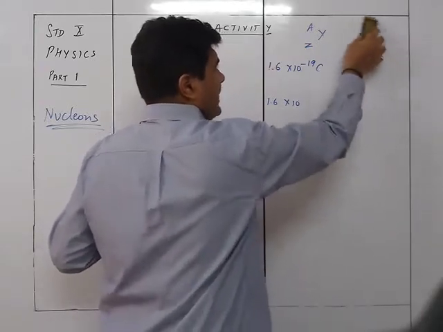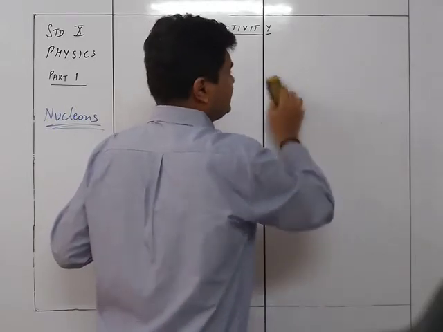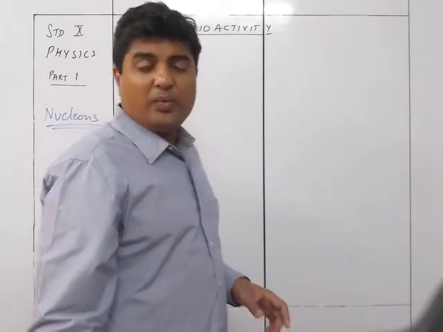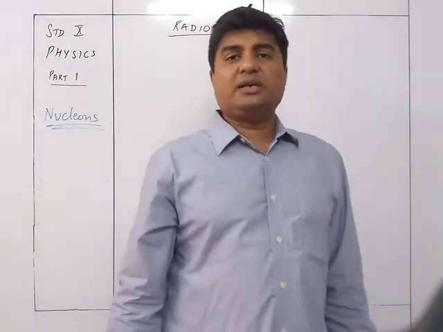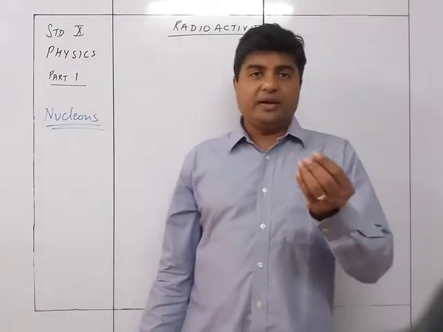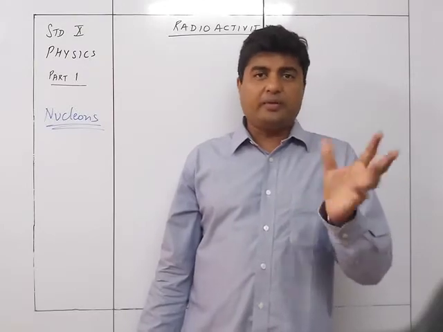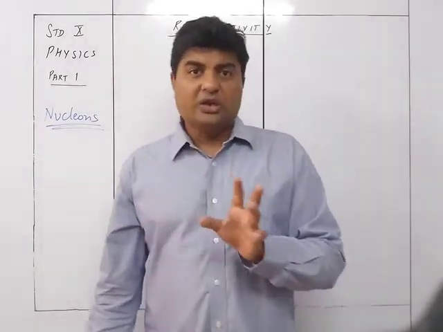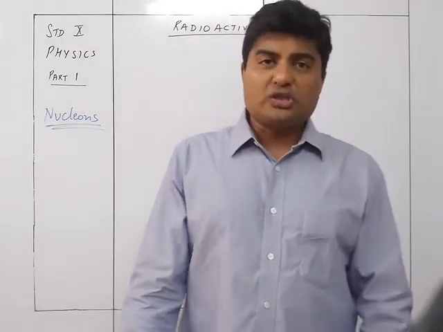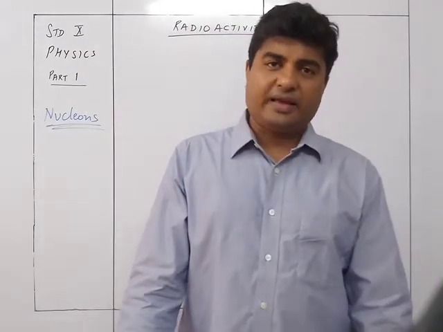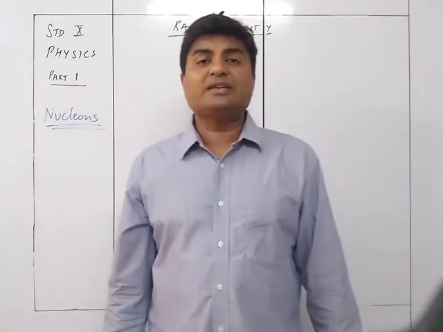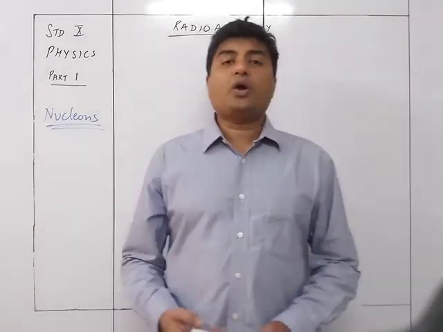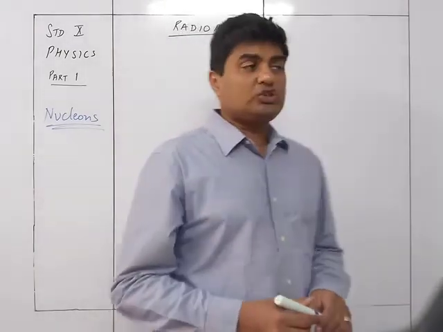So in such a case, because the atomic number is the same, the element's name will remain the same. When the atomic number is 11, it is sodium, when it is 12, it becomes magnesium. So as the number changes, the element is going to change. Here the number of protons or electrons is going to remain the same, but the mass is different. That means the number of neutrons is different.